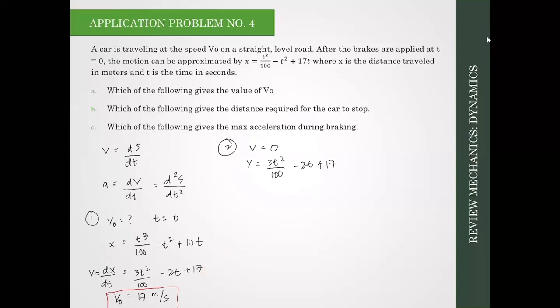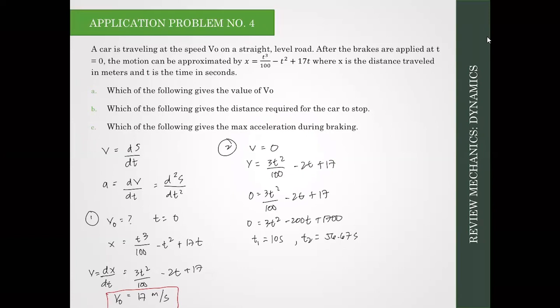So velocity is 0. So 0 is equals to 3t squared over 100 minus 2t plus 17. So nagiging 0 is equals to 3t squared minus 200t plus 1,700. And then using yung ating quadratic equation, we will have a value of t1 is equals to 10 seconds and t2 is equals to 56.67 seconds. So dalawa yung value ng t natin. So hindi pa natin alam kung alin dyan yung gagamitin natin.